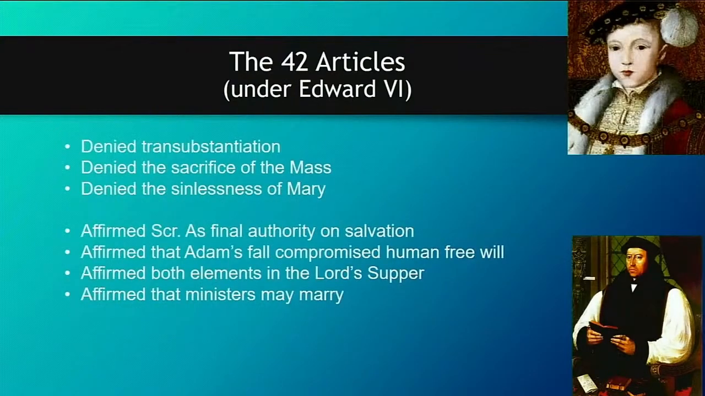The 42 articles under Edward make demonstrative steps forward in the Reformed direction. In the 42 articles, transubstantiation is denied, sacrifice of the Mass is denied, the sinlessness of Mary is denied. That's a biggie. He affirms Scripture as the final authority on salvation. In doing that, he basically renounces the supremacy of the king's role over the church.